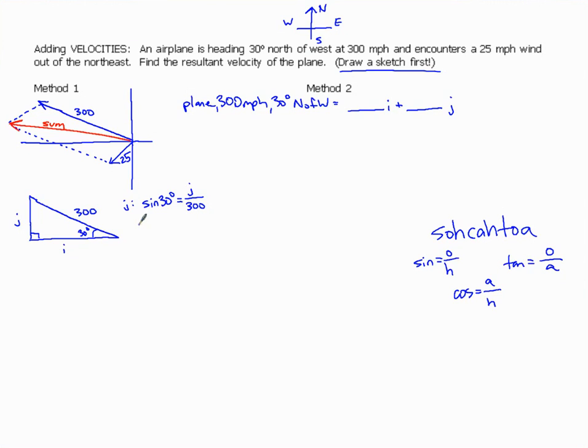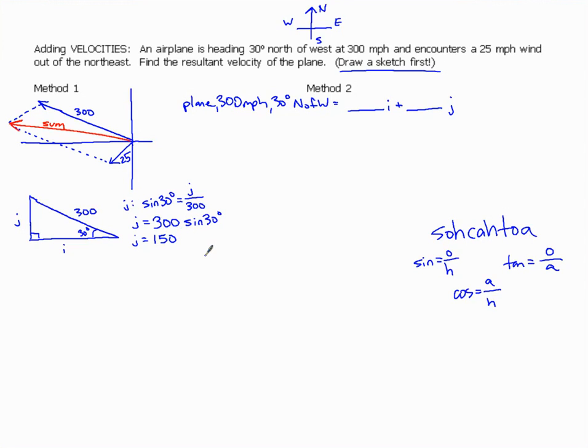When you're doing these problems, if you want to save a little bit of work, the first step you can do is jump right to this: J equals 300 sine of 30 degrees. If you show no other work, this is the step that I should see. But this one shows you how I got there. And so we find that J equals 150, in terms of miles per hour.